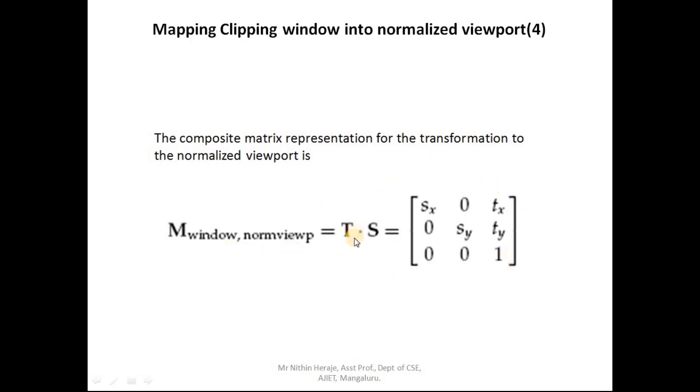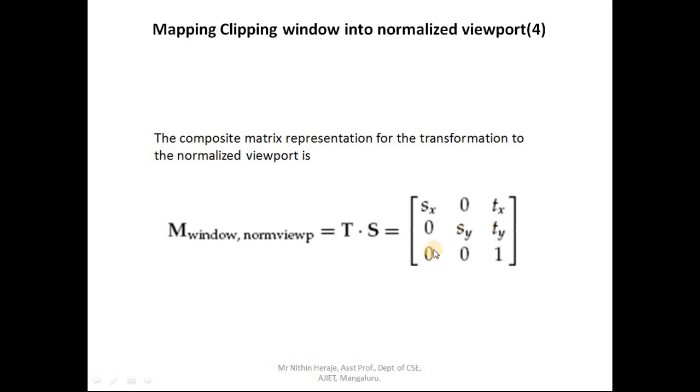So the dot product of the translation and scaling matrix, what you get is this. After solving, you will get this as the matrix. So sx, 0, tx, 0, sy, ty. So again sx and tx are scaling and translation factors with respect to x. Sy and ty are scaling and translation factors with respect to y.